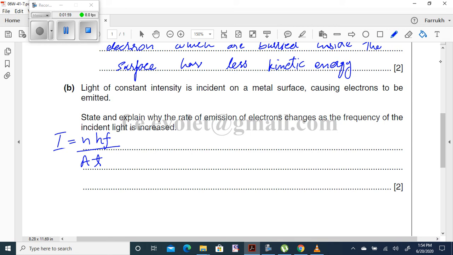If intensity is constant and we have to find what effect the number of photons and the frequency have on each other, we assume everything else is constant, and we rearrange the equation for n and f. Rearranging for n, we get n equals IAt over h, times 1 over f. So from here we see that if intensity is constant, the number of photons is inversely proportional to the frequency. So as the number of photons decreases, the rate of emission of electrons will decrease.